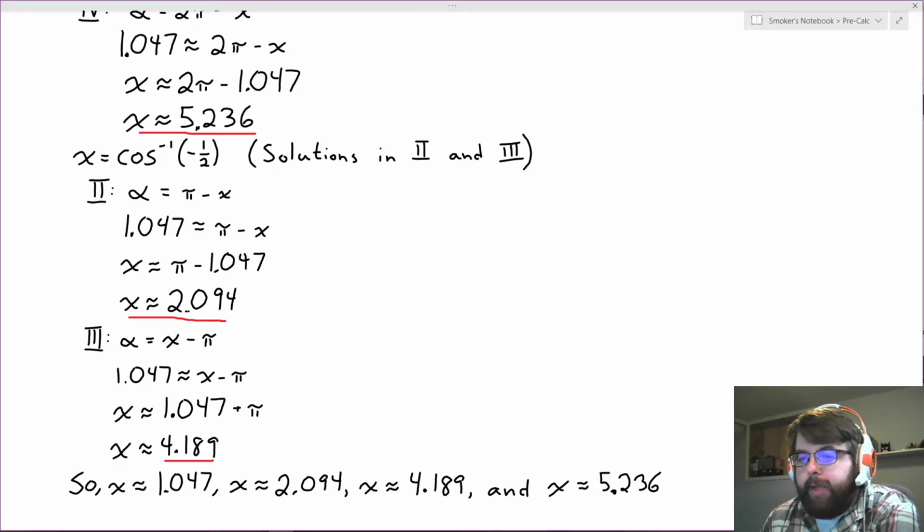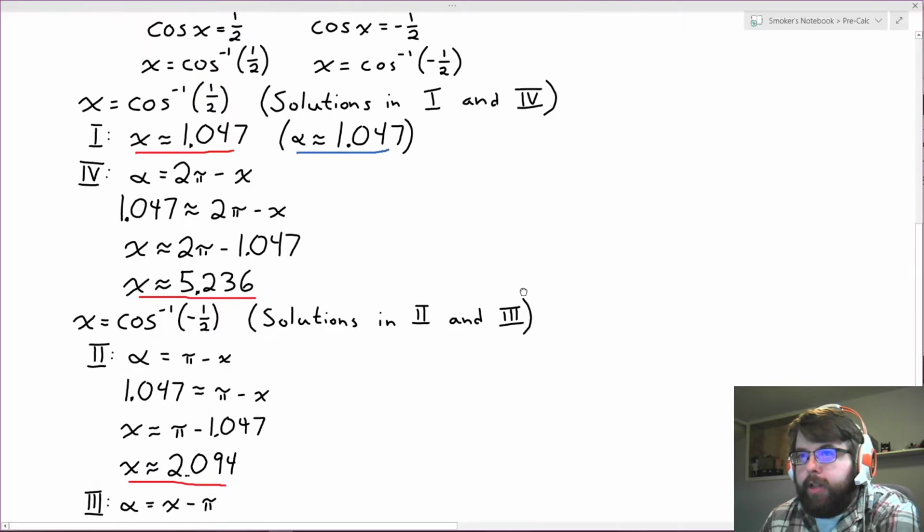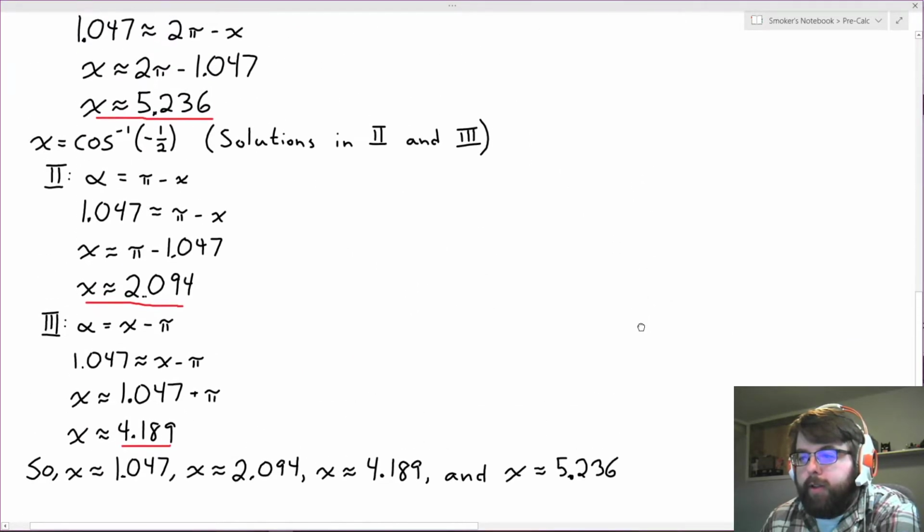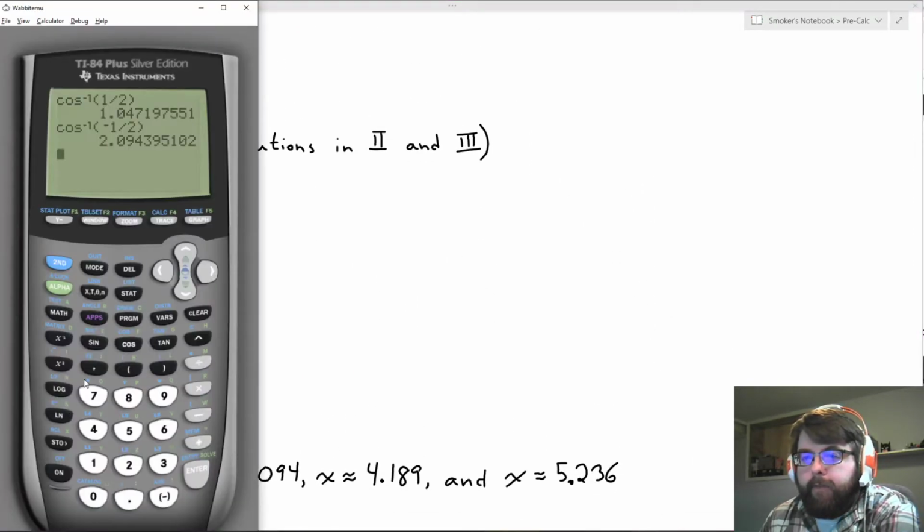And what does that mean? So these are all approximated, but that means that if I go back up to the original problem, I should be able to plug any one of these values into 4 cosine squared minus 1 and get 0. 4 cosine squared minus 1. Let's see if I can remember that. 4 cosine. And let me pick one that's over here that I can see.